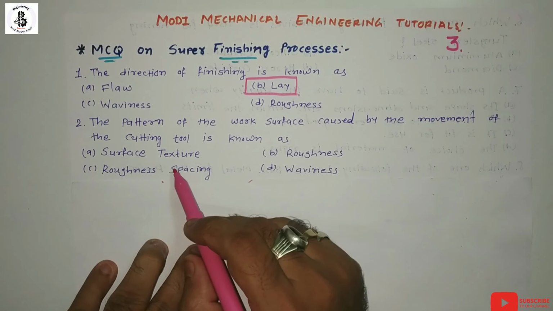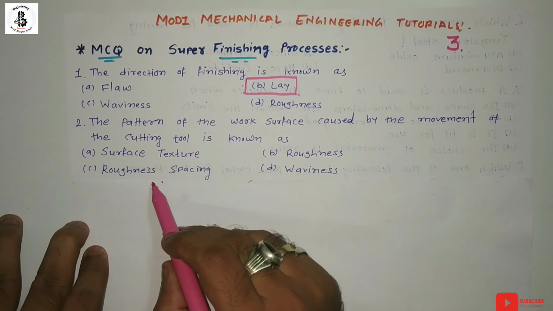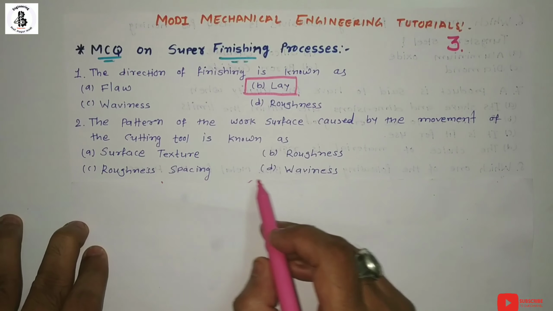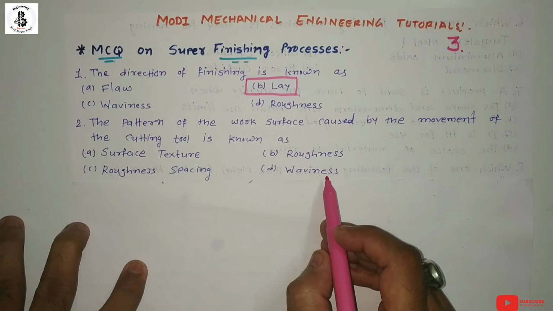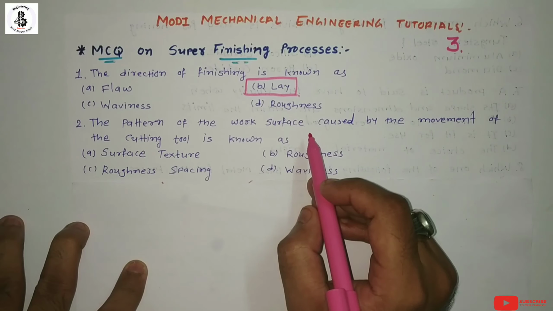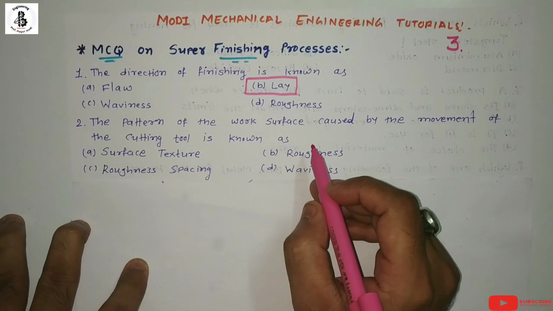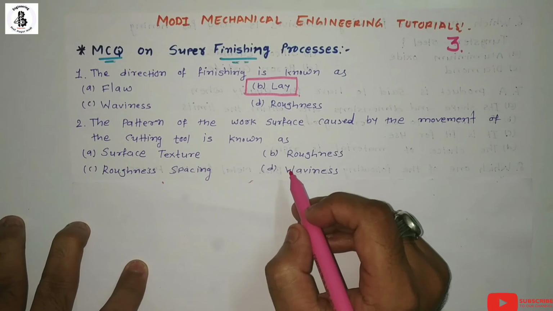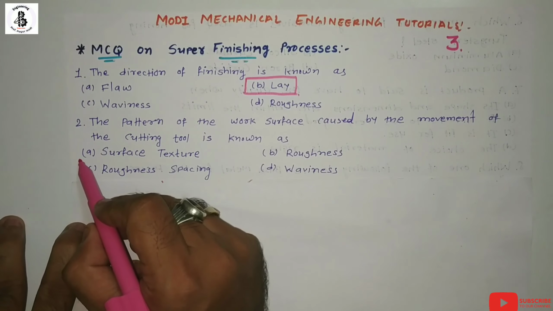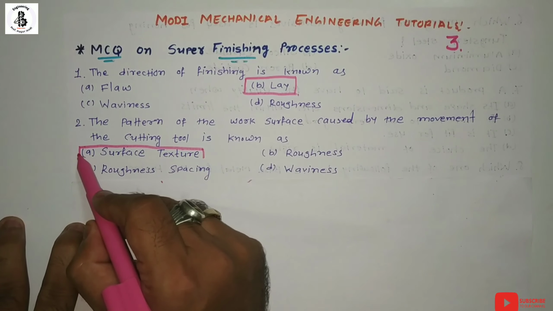Then next question. The pattern of the work surface caused by the movement of the cutting tool is known as option A, surface texture, option B, roughness, option C, roughness spacing, and option D, waviness. If there is any kind of cutting tool, it will always generate some kind of movement on the surface. That will be called surface texture on the surface of the metals. So option A, surface texture.